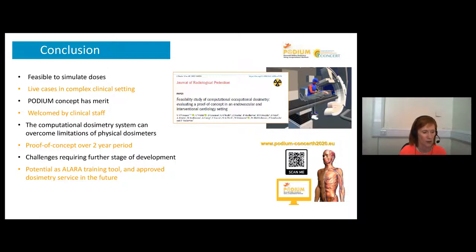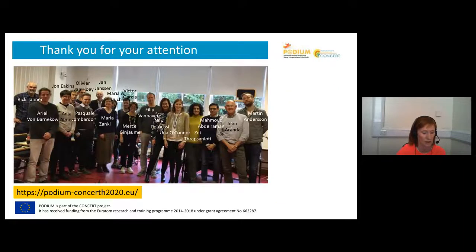So it can overcome the limitations of physical dosimeters, and we did this ambitious proof of concept over a short period. It would need another future stage of development, but there's definitely potential there. And some of the results from the work in St. James's were just recently published in the Journal of Radiological Protection. This is our team meeting in Dublin from a few years ago.